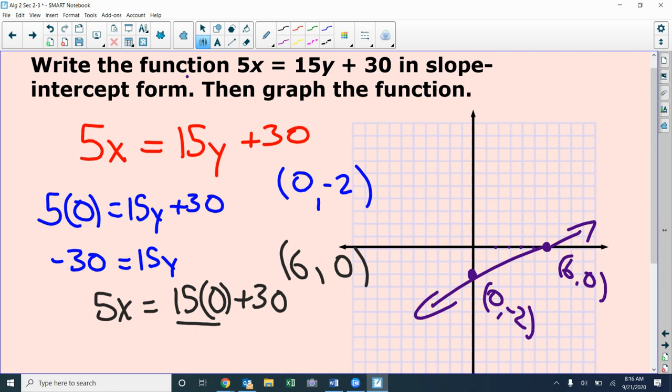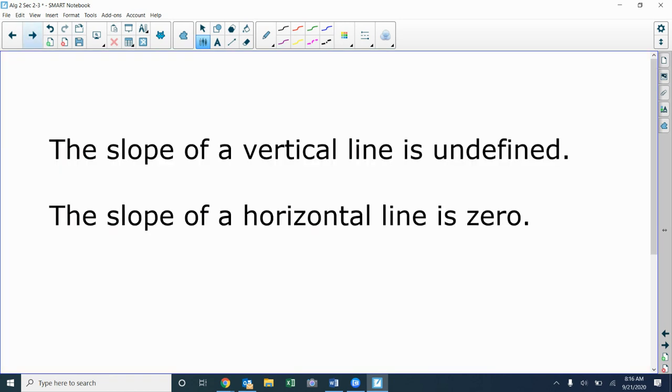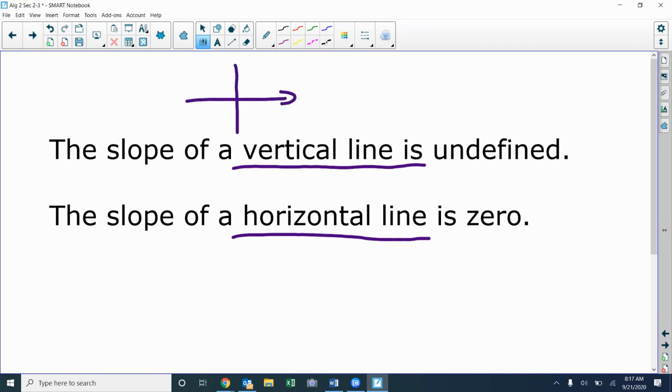Good, I do too. Last thing today is some constant functions. The vertical line is undefined, the horizontal line, the slope is 0. What does a vertical line look like? Well, a vertical line on our Cartesian plane would be a line going vertical. These are x equals 2, whatever number it might be. Any x equals line is undefined slope.